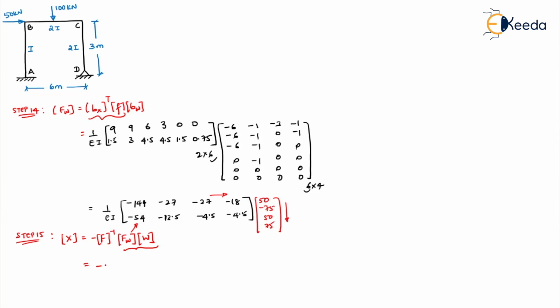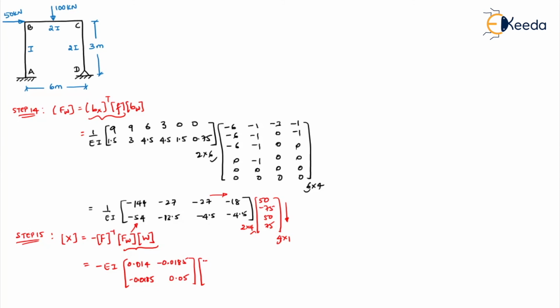Already F inverse is there with us. EI, what is it? 0.1, 0.01, 0.0185 with minus sign, minus 0.0185, and this is how much? 0.05. Okay, this is F inverse. FW into W is this row into this column. So this is a 2 into 4 matrix. This is a 4 into 1 matrix. So this 4 and 4 is same. So you'll get a 2 into 1 matrix.